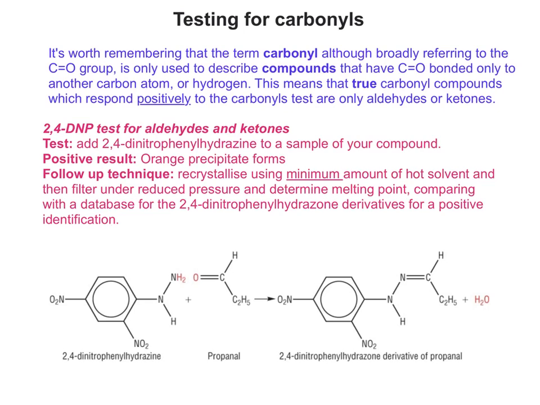And you follow this up by recrystallizing your derivative using a minimum amount of hot solvent and then filter under reduced pressure. After this, you determine the melting point and compare with the database for the 2,4-dinitrophenylhydrazone derivative to get a positive ID on your original compound.